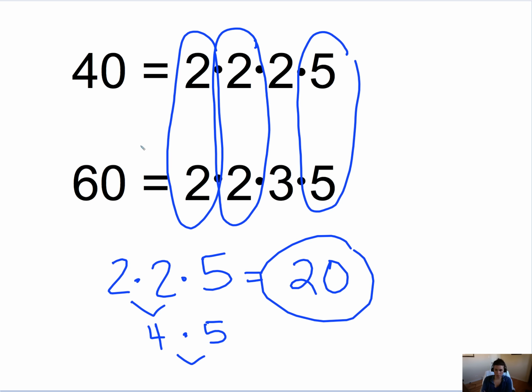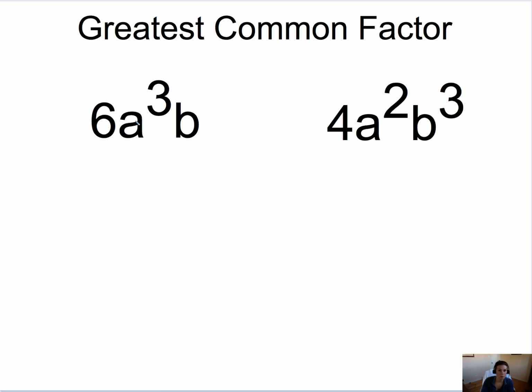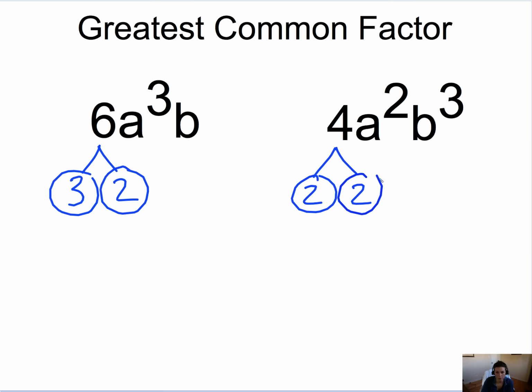Let's do one more example like this, except now we're going to do it with variables as well. So to find the greatest common factor of 6a to the third power b and 4a squared b to the third power, I need to list out my prime factorization. So for 6, that would be 3 times 2. That's all I need to do because those are both prime. And for 4, that would be 2 times 2, and these are both prime, so I'm done already.